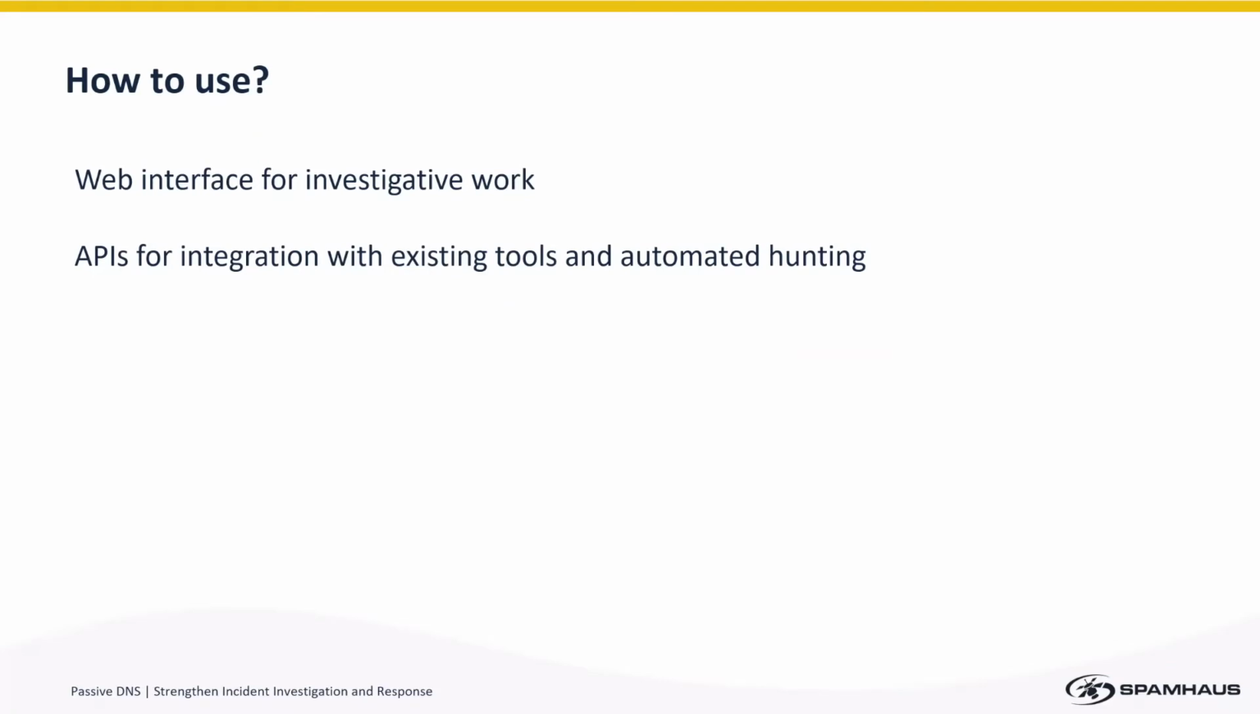But that is not the only way. There's also a quite rich API that allows you to integrate it with either automation or existing tools where you maybe don't want to leave the environment that you're working in, and you just want to use the data in passive DNS as an enrichment to what you're already doing, and bring the data into your current workflow, your current data set, and enrich what you're looking at. And that is where the API really shines.